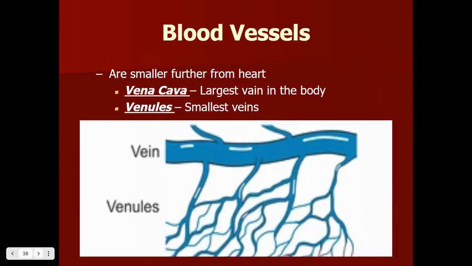The further away from the heart, the smaller the veins are. The vena cava is the largest vein in the body. The vena cava is attached right to the heart, and venules are the smallest veins. So they're going to be the furthest away from the heart.